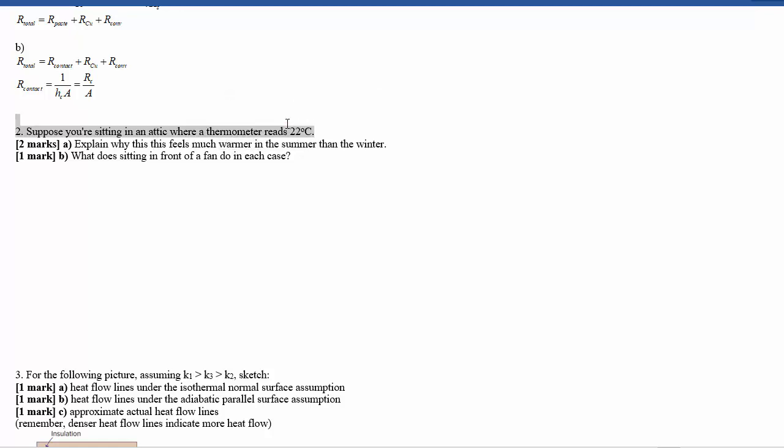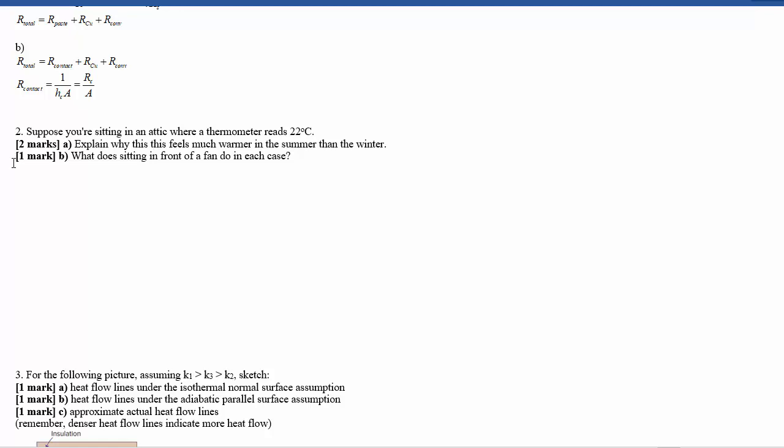So the natural convection is cooling you down, but the radiation is heating you up a little bit, and you've got a lot less heat dissipation from you compared to in the winter when the walls might be very cold. So maybe the walls are only at like 3 degrees if it's a very cold day, or perhaps even below 0 maybe. Then the heat transfer from radiation is going to be much more if there's a bigger temperature difference between you and the walls. What does sitting in front of a fan do in each case?